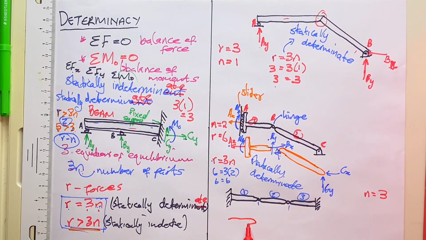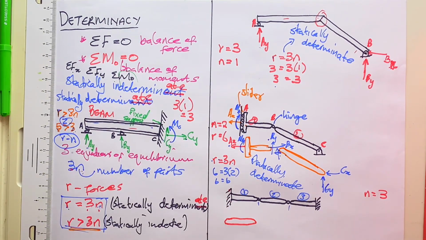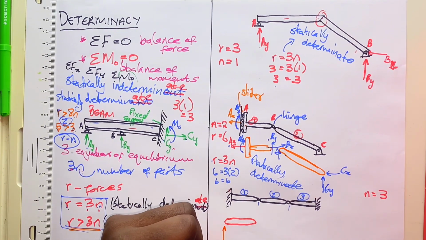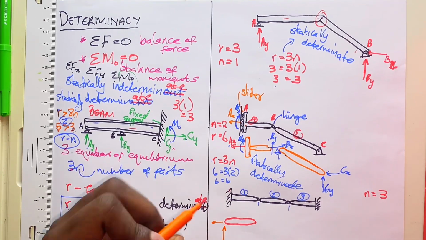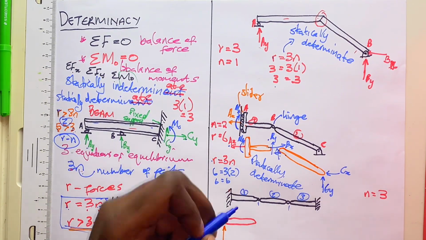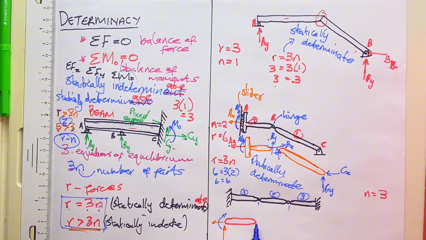Now for member 1, it has a fixed support on the side, and at a fixed support we'll have a reaction in the y, we'll have a reaction in the x, and we'll also have a moment. Now on the side of the hinge, a hinge allows rotation, so there's no moment, but there is a reaction in the y-axis and the x-axis.